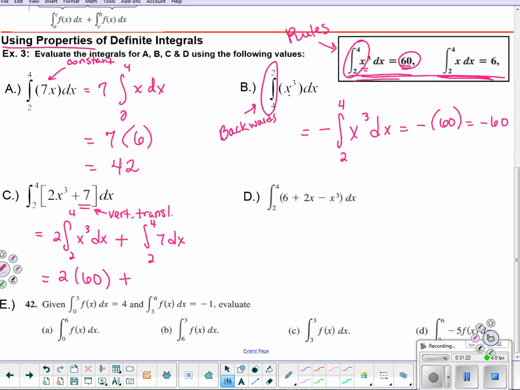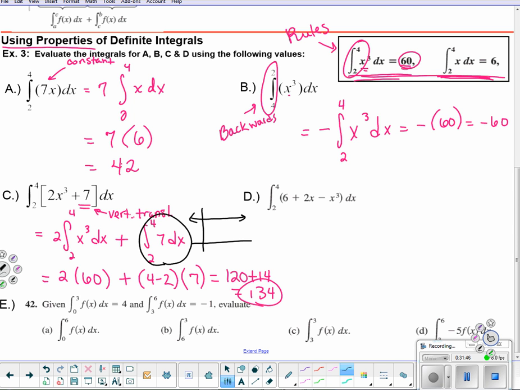Plus 4 minus 2 multiplied by 7. That gives me 14. So I get 120 plus 14, which ends with 134. Visually, if you don't like what I did here to get 4 minus 2, think of our function: height of 7, y equals 7, and we are bounded from 2 to 4, and so I have a 2 by 7 rectangle going on there. So that's how I did C.